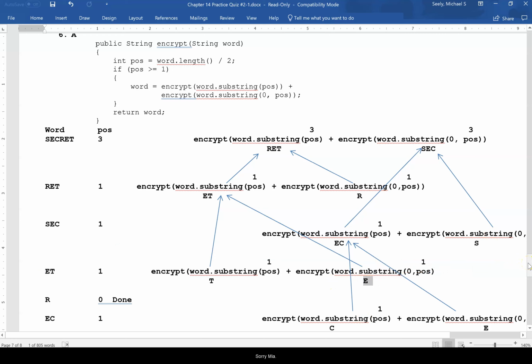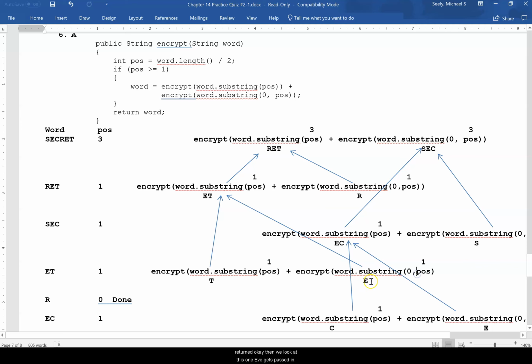Now, sorry, let me. So right here, the T gets passed in, and its length is 1. Okay, so 1 divided by 2 gives us 0.5, which is really 0. Is 0 greater than or equal to 0? No. So that one's done, and we got the first letter is T that gets returned, okay?